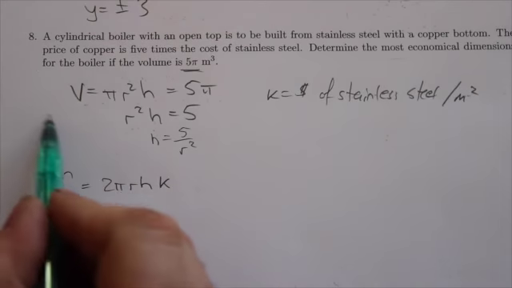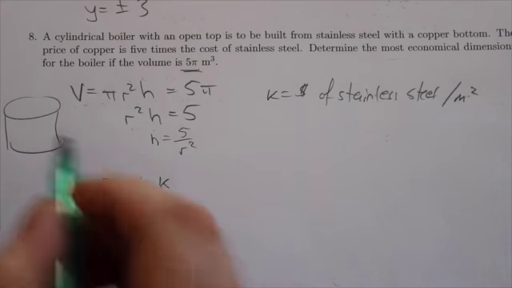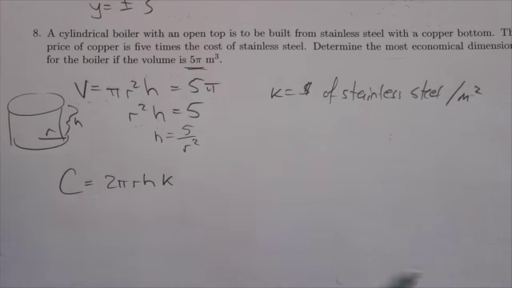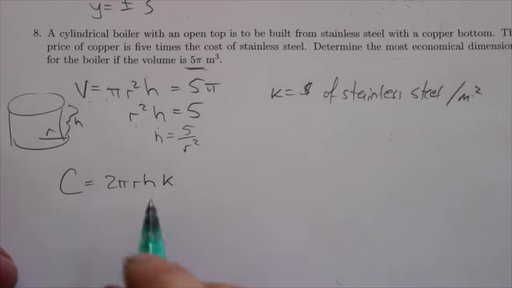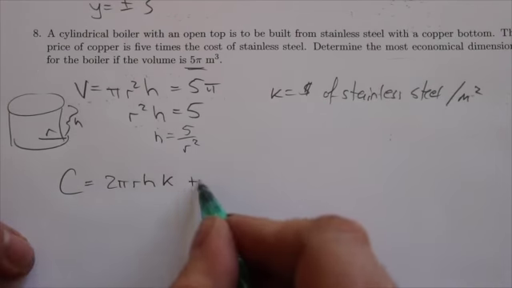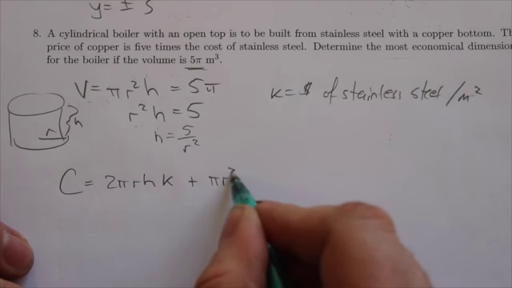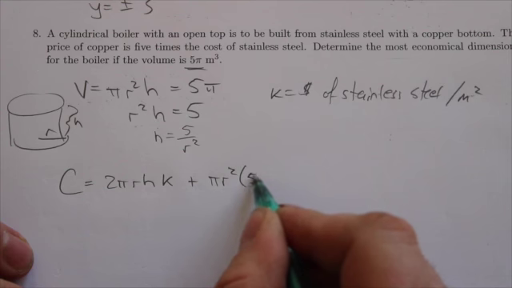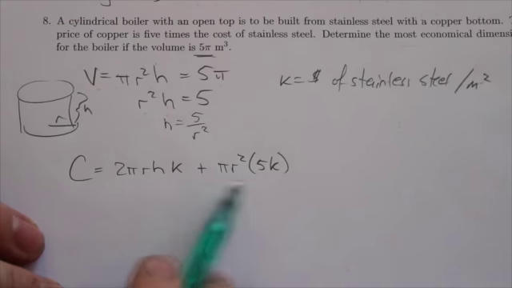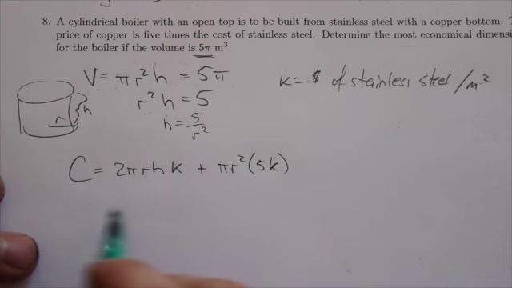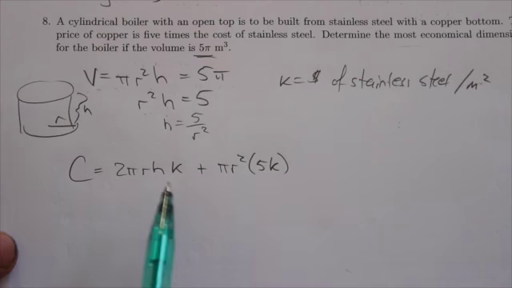Now bear in mind, I probably should have drawn this out to begin with. I've got my cylinder here, this is my radius, this is my height. I'm assuming people are seeing that. So that's the cost of the sides. The bottom: the area of the bottom is pi r squared, but it costs 5 times more than stainless steel. So there's this added factor of 5k there.